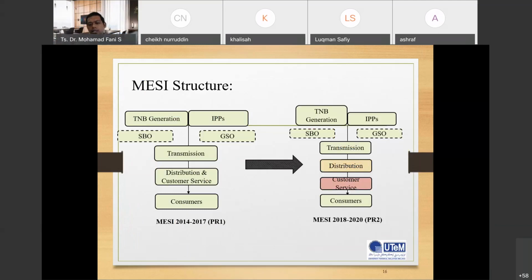So the market structure also changes. As I said just now, distribution and customer service have been split for the RP2. Prior to that, they were managed together under the MESI. Okay, MESI is Malaysia Energy Supply Industry. This one is the structure.